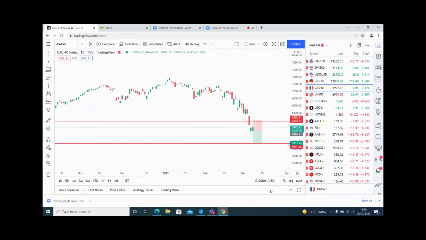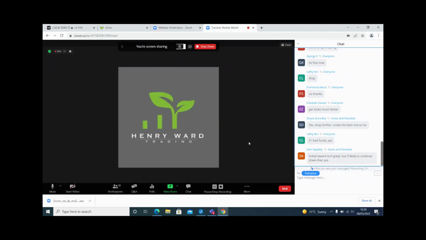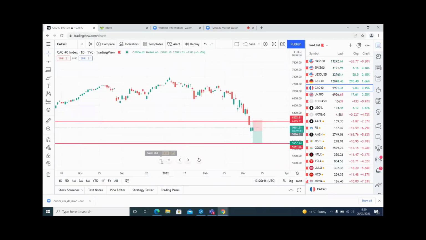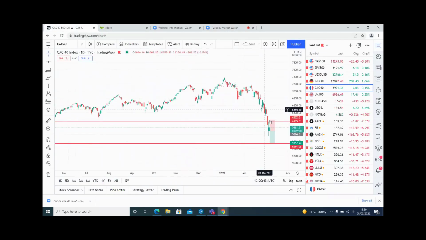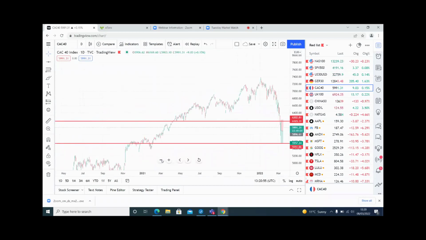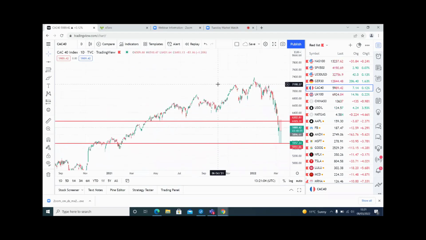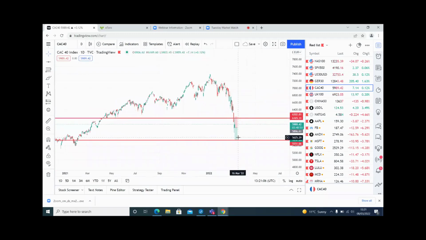So is this a trade that you guys would take? Yes or no, the French CAC? Absolutely. Initial reward doesn't look great, but remember, we have the momentum behind us. The momentum is dropping. So if that is a setup that we think is deemed a good trade, then there's loads of room for this to potentially go. Could end up hitting down here. So there's still loads of room for this to go to the downside.